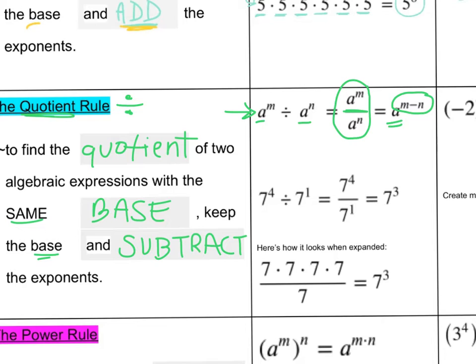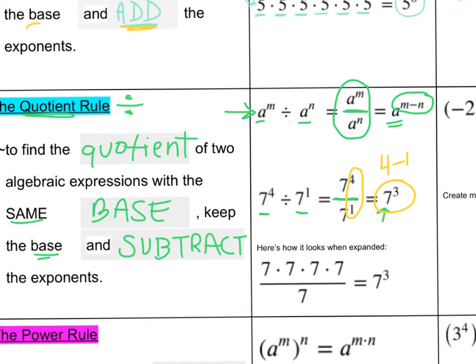So now instead of variables, let's look at a problem that has actual numbers. So here is 7 to the 4th divided by 7 to the 1st. This problem has been rewritten with a fraction bar. Now the property says when we're finding the quotient of two expressions with the same base, we keep the base, so we keep the 7, and we subtract the exponents. So 4 minus 1 gives us 3.